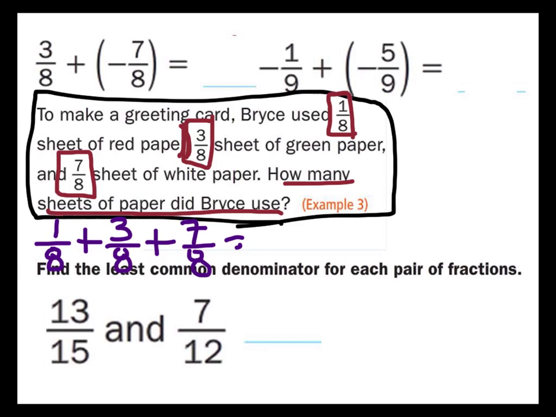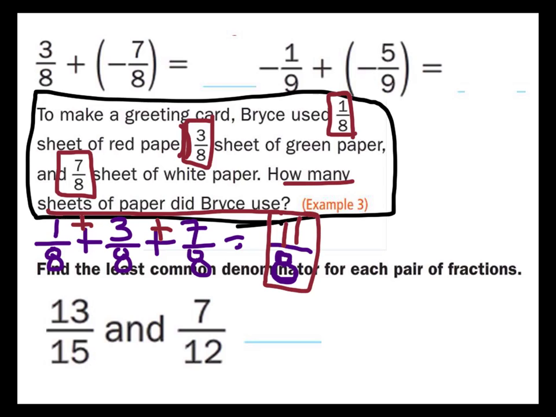Notice we're now adding 3 numbers together. Does that make any difference? No, it still means that our answer will have a denominator of 8. Okay? Then all I do is the same thing. I'm just adding the numerators. 1 plus 3 plus 7, 11.